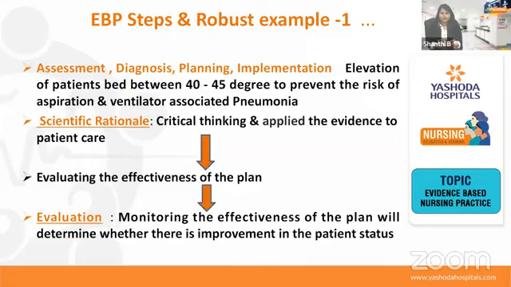Second, you have evaluated the effectiveness of the plan. When you use Fowler's position and raise the bed, your VAP, your positional pneumonia, and your aspiration pneumonias are at a zero rate. What are your evaluation tools again? Monitoring the effectiveness of the plan, which will determine whether the patient is improving or not day by day.